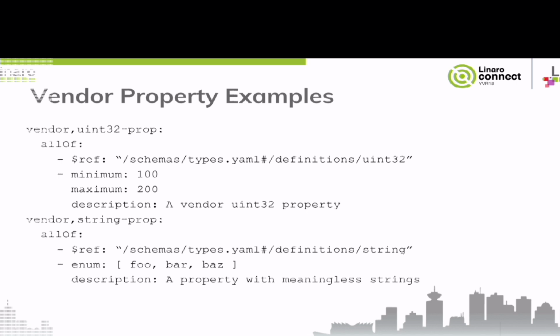And then there's the way you, in JSON schema, kind of subclass things, using the allOf property at the top there. And so you're saying it's uint32, and then it also has these other properties. And then a string property is similar.